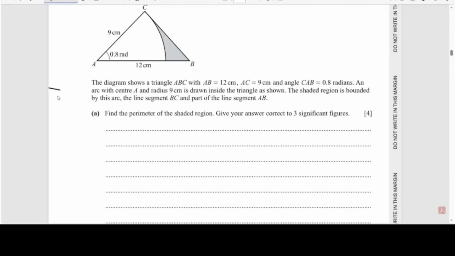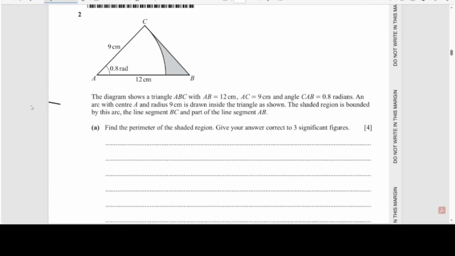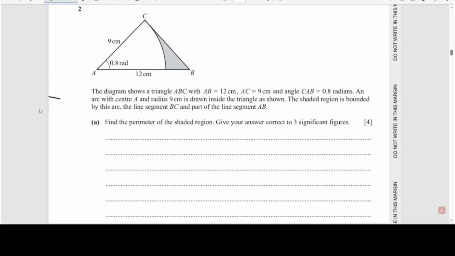And for question number 2, the diagram shows a triangle ABC with AB equals 12 centimeters, AC is 9, and angle CAB is 0.8 radians. An arc with center A and radius 9 centimeters is drawn inside the triangle as shown.